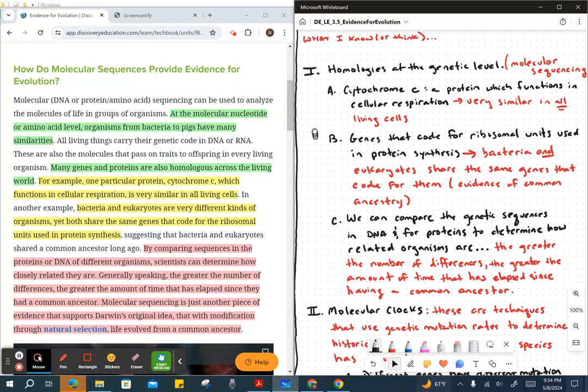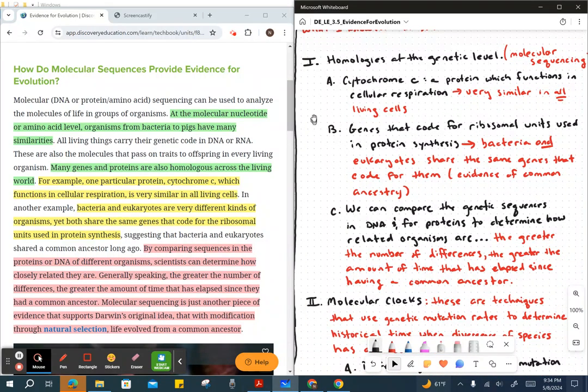And the first thing we're going to do, Roman numeral 1, go ahead and write down homologies. Remember, we've been talking about similarities in body structure, right? Homologous traits we've been looking at. Well, are there homologies at the genetic level?